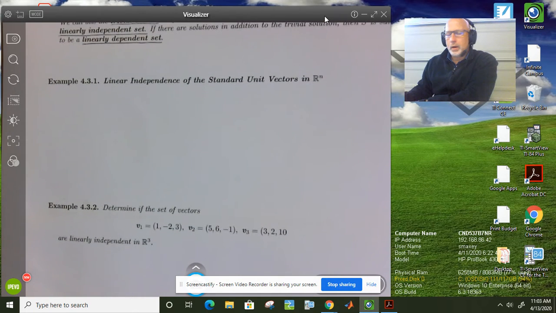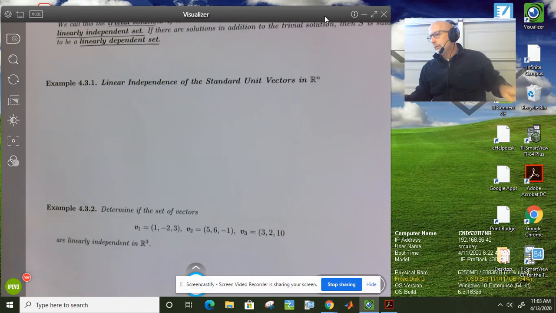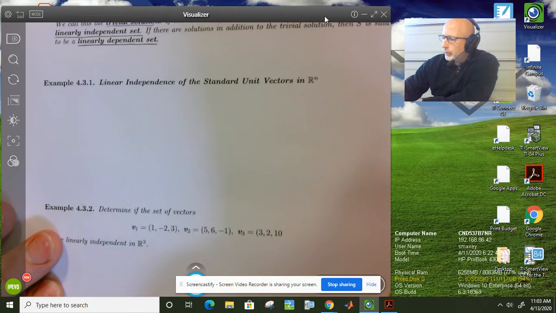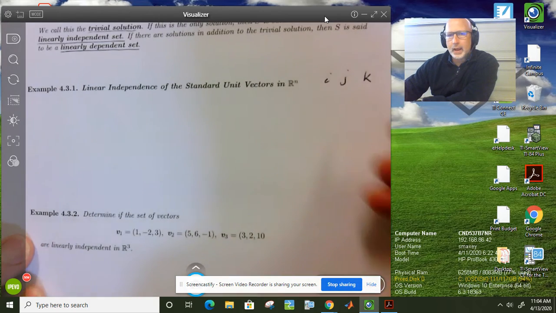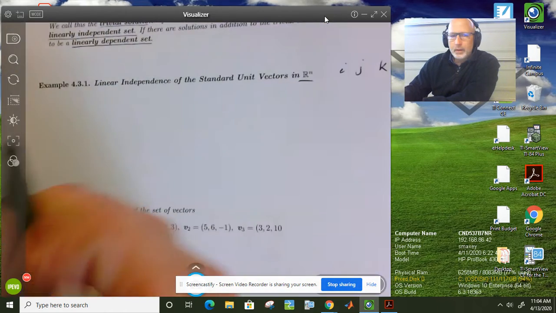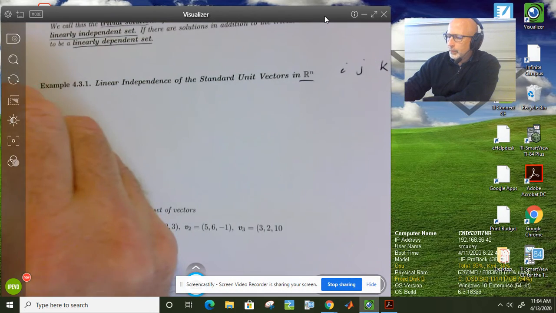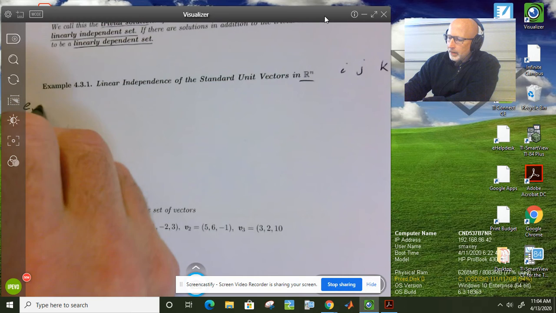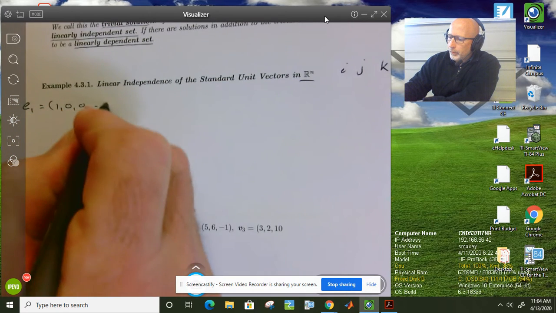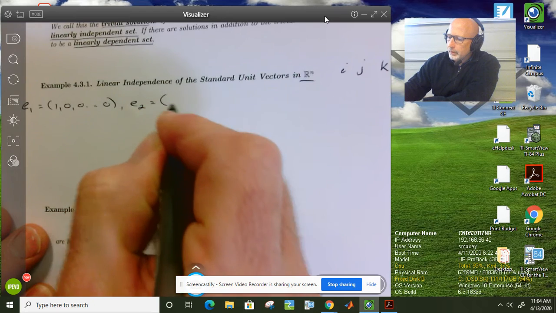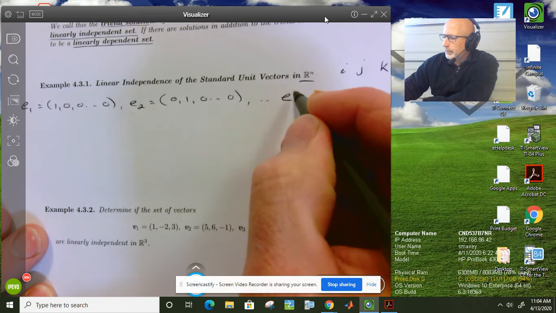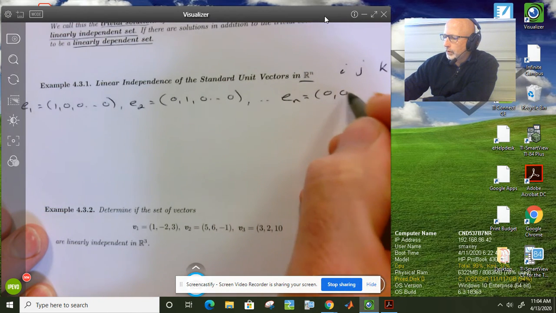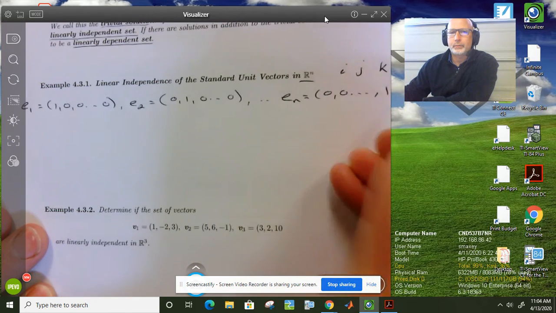Okay. So example 4.3, linear independence of the standard unit vectors in Rn. So remember, in 2 space, we deal with the standard unit vectors as i and j. In 3 space, we have i, j, and k. But when you go to n space, we can't just keep going with that. So we deal with them as e1, which is the vector 1, 0, 0, all the way up. e2, which is the vector 0, 1, 0, all the way up. And then the last one is going to be en, which is the vector 0, 0, all the way up until the last one, and the last one is 1 there.